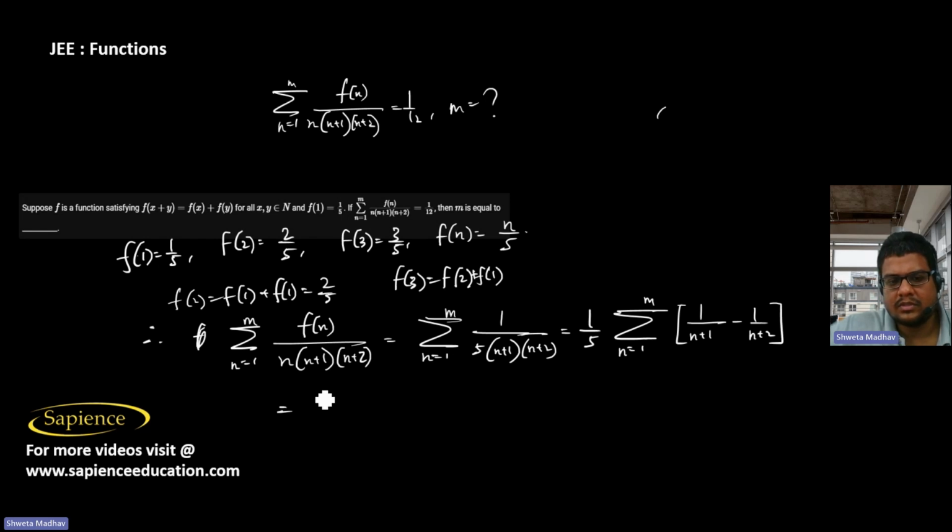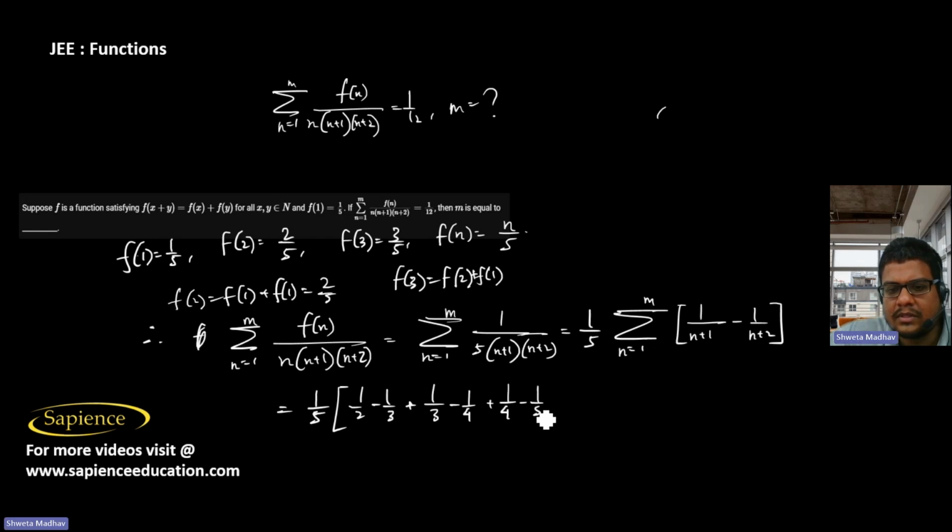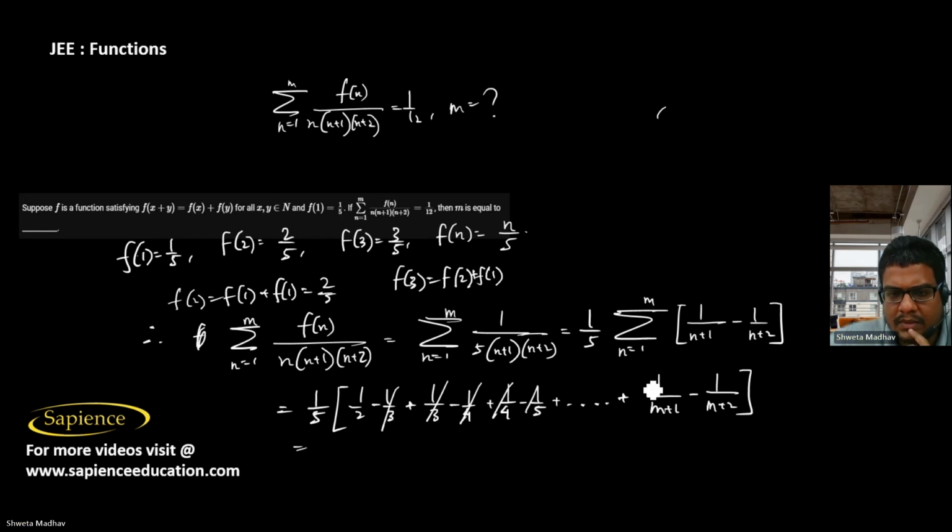So therefore this will be equal to 1 by 5 into, if we put n equal to 1, then it will be 1 by 2 minus 1 by 3, and if we put n equal to 2, this will be 1 by 3 minus 1 by 4, plus 1 by 4 minus 1 by 5, plus dot dot plus, it will go till 1 by m plus 1 minus 1 by m plus 2. These 2 will cancel, these 2 will cancel, this will cancel, then this will be 1 by 5 into 1 by 2 minus 1 by m plus 2.